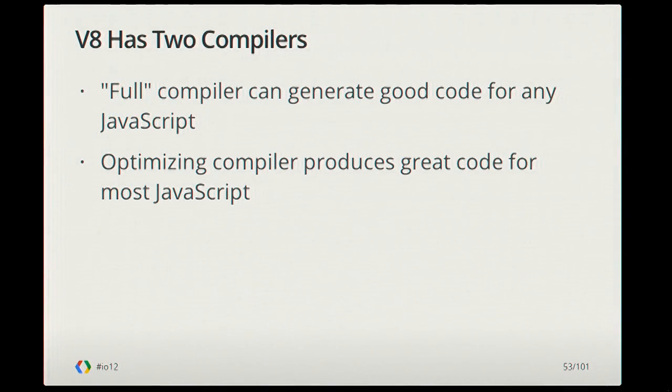OK, we've talked about hidden classes and how they are an important piece of optimizing code. Let's actually talk about how we generate code in V8. And this will maybe help you understand a little bit better why it's important to make sure that you understand the hidden classes. So V8 has two compilers. The first one is called the full compiler because it can actually implement the full set of JavaScript features. It generates good code, but not great code. There's an optimizing compiler, which I'll talk about later, which produces much better code for most of the language.